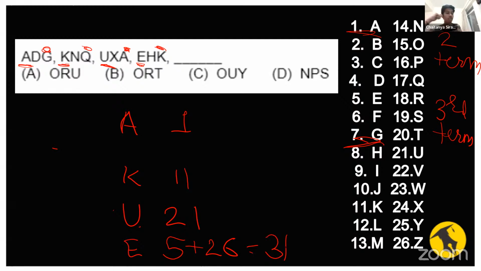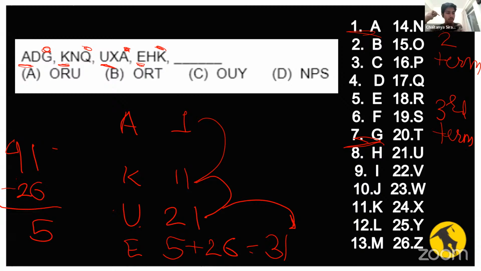So now I can observe a pattern. It's plus 10, plus 10, plus 10. So what should be the next term? It should be 41. Now I need to find the letter corresponding to 41. So it will be 41 minus 26. So I get 15. 15 is nothing but O. So my term should start with an O. So I have three options. Option D has been eliminated as of now.